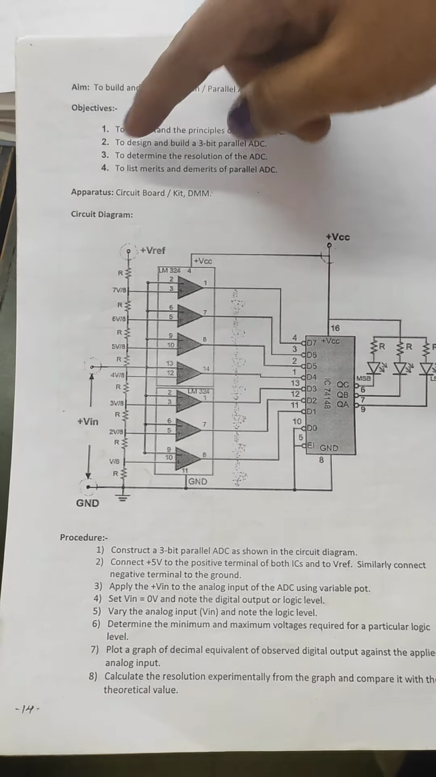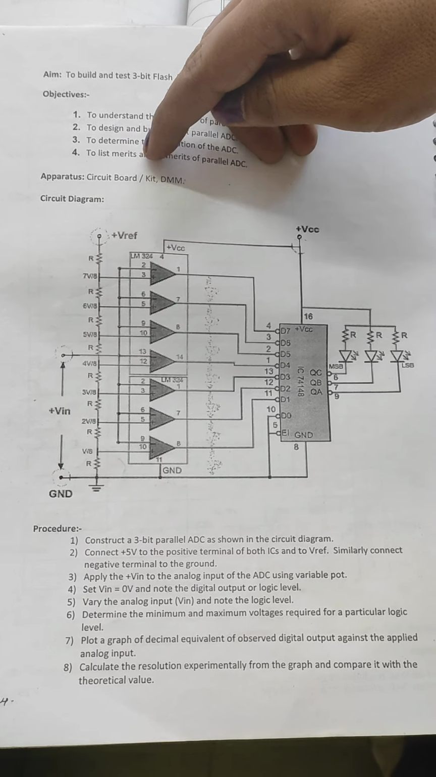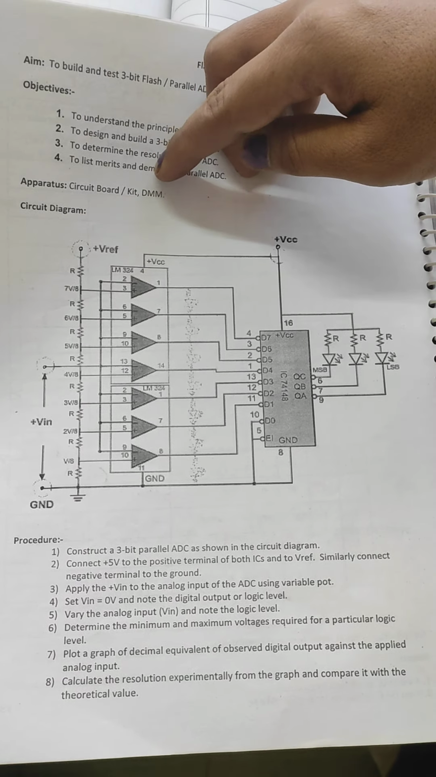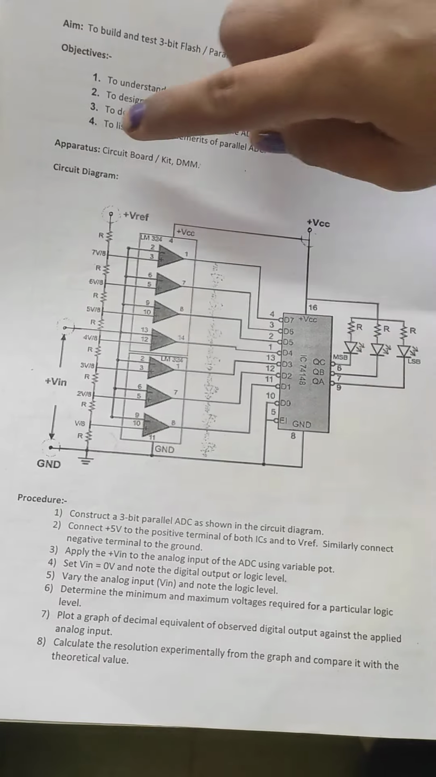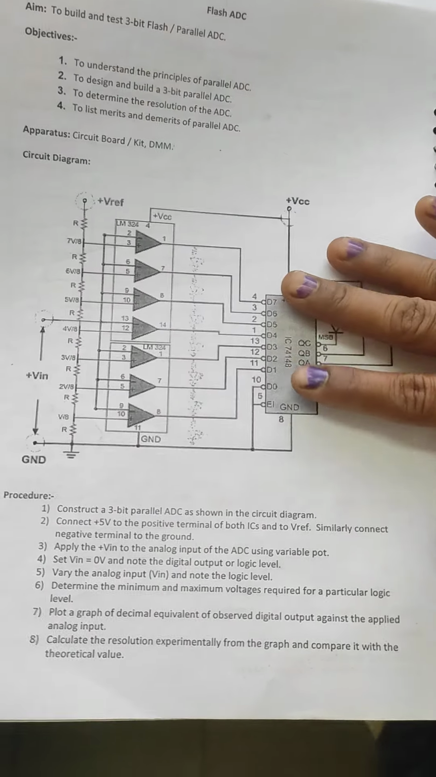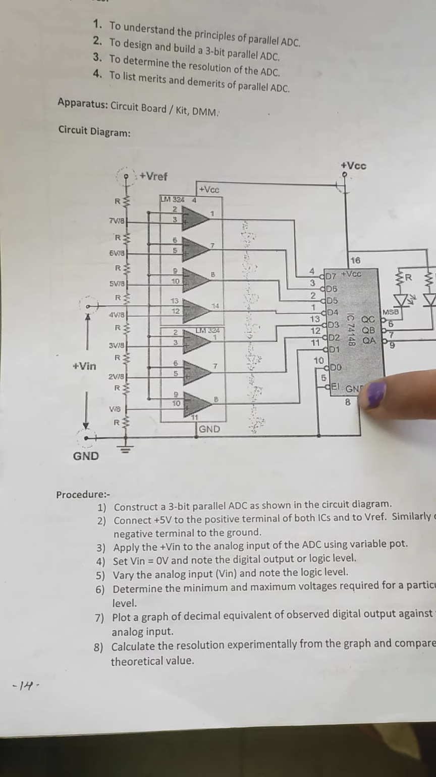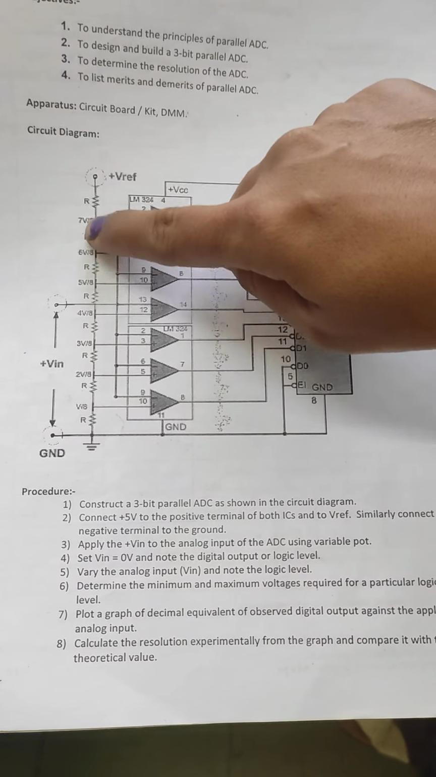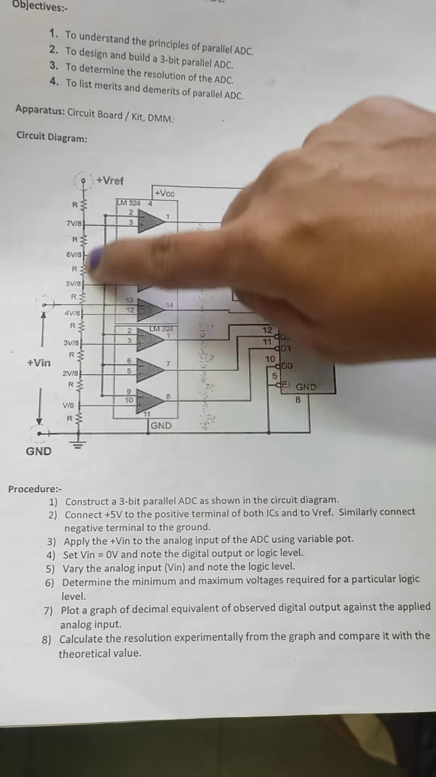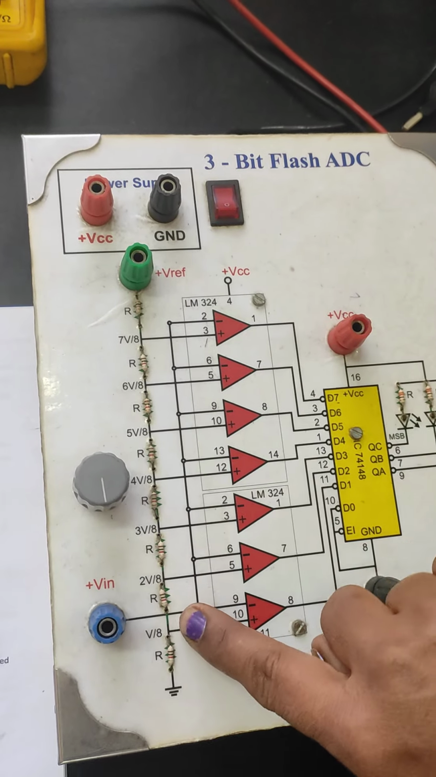The apparatus needed is the circuit board, the digital multimeter, and connecting wires or connectors. Let's see the circuit diagram. In the circuit diagram we need the comparators, then the priority encoder, and this part indicates the resistor divider network, the resistor voltage divider network.